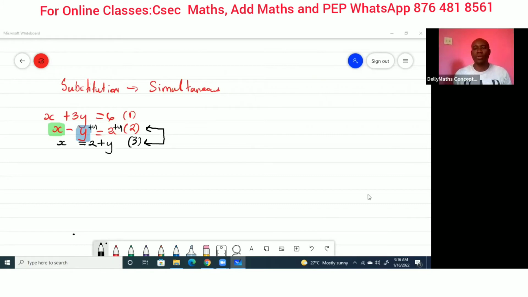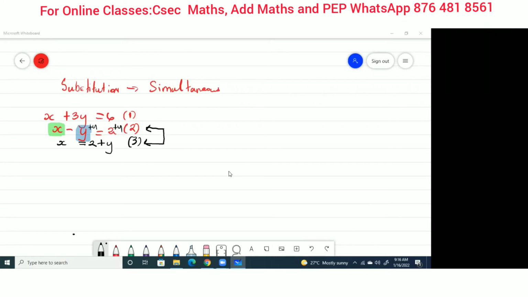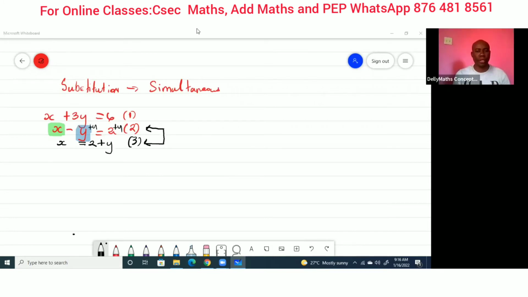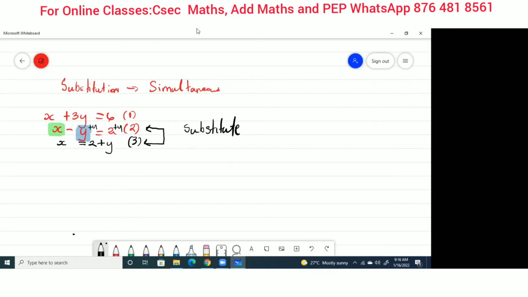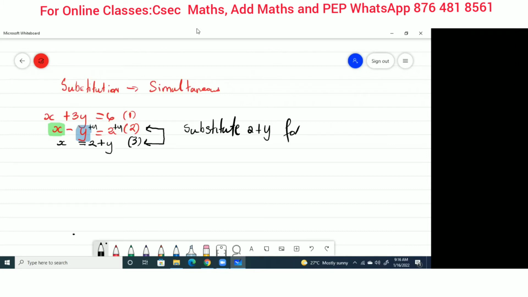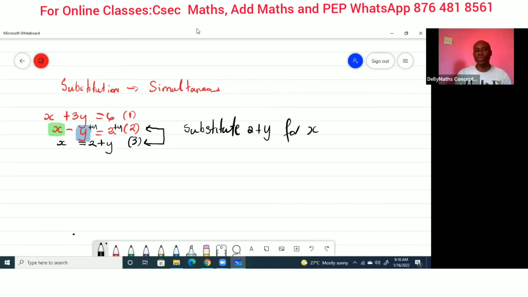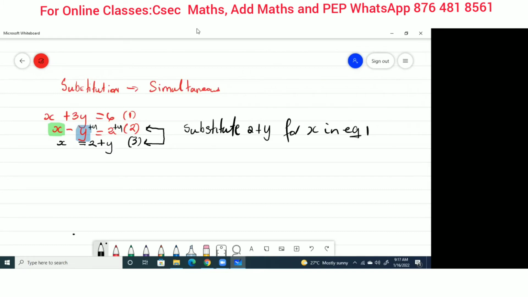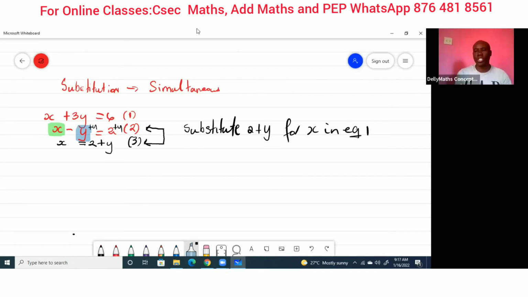Then what we could do now is start our substitution, right? We could start our substitution. So what we know here is that right now we can substitute 2 plus y for x. And because we used equation 2 to create equation 3, we can do this in equation 1. So we're going to do that substitution in equation 1.